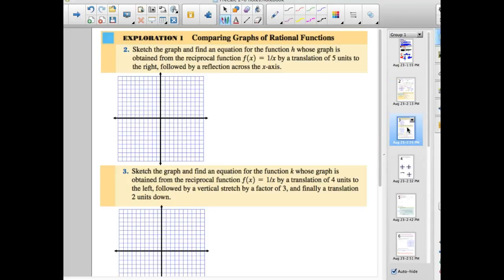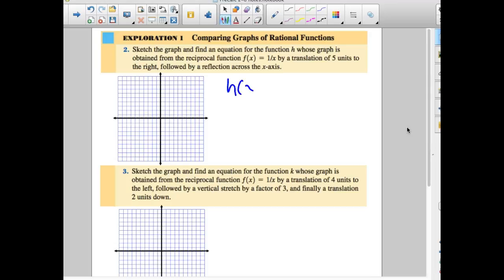All right, so first one here says, sketch the graph and find an equation for h of x. It is obtained from our parent function, y equals 1 over x, by a translation of 5 units to the right, followed by a reflection across the x-axis. How would I put into my equation a translation of 5 to the right? What would that look like? Okay, so instead of just a plain x on the bottom, we have x minus 5. All right, just like our last one shifted 2 to the right, this is shifting 5 to the right.